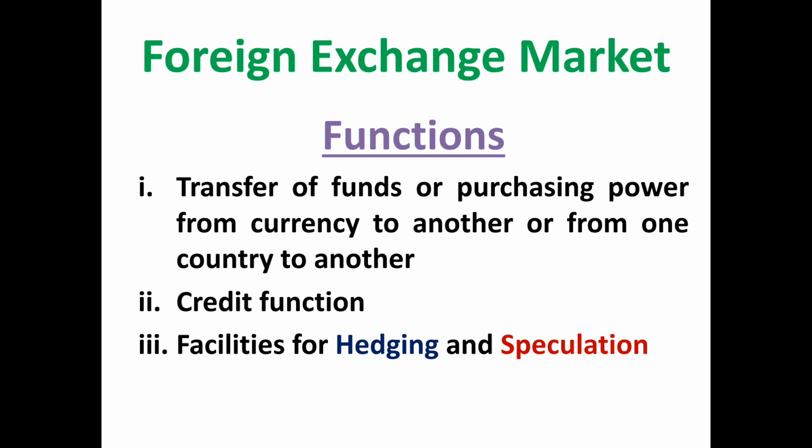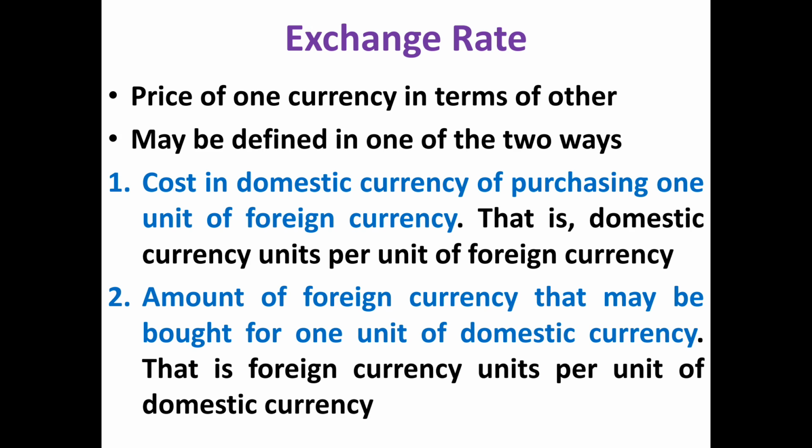Now, we shift our focus to the meaning of exchange rate. As we said, foreign exchange market involves buying and selling of currencies. Obviously, the most important determinant will be the exchange rate. Exchange rate, simply stated, is the price of one currency in terms of another. But since there is an essential symmetry between two currencies, exchange rate may be defined in two ways. One, the cost in domestic currency of purchasing one unit of foreign currency. To put it in simple words, it is the amount of domestic currency required to purchase one unit of foreign currency.